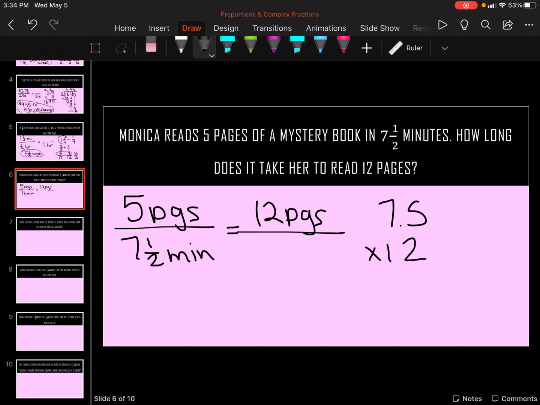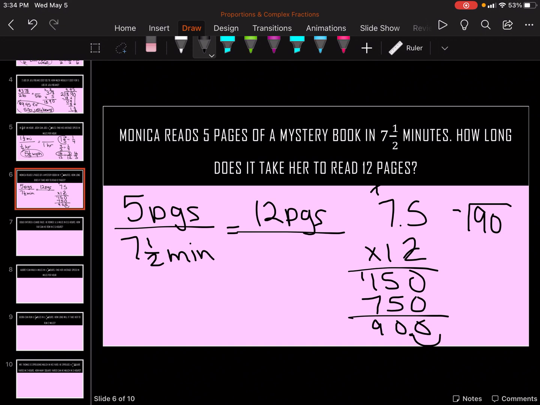7.5 times 12. 5 times 2 is 10. 7 times 5 is 14, plus 1 is 15. Tic-tac-toe. 5, 7, 7, 8, 9. Move your decimal over, is 90. 90 divided by 5. It goes in 1 time. 4 left over. Goes in 8 times. 40. So our answer is 18 minutes.